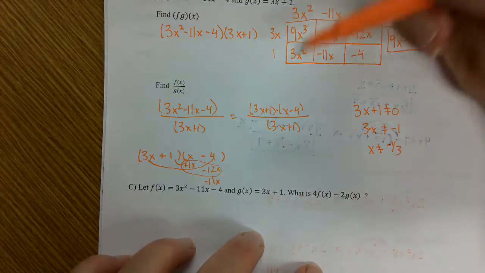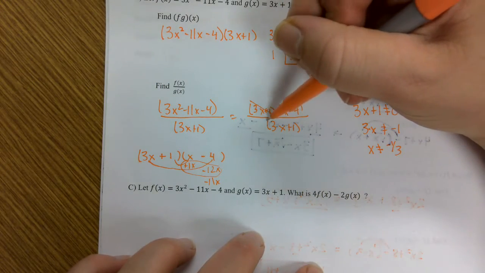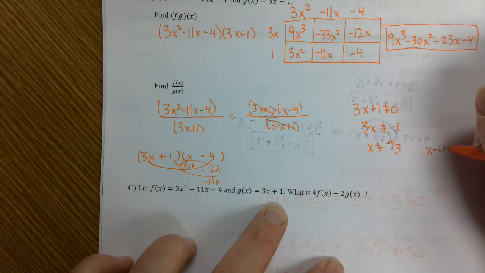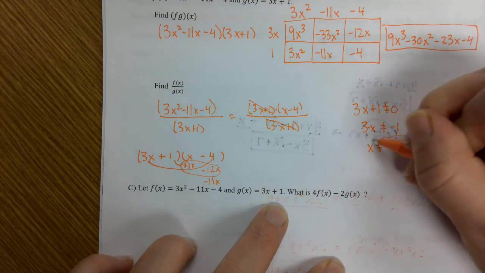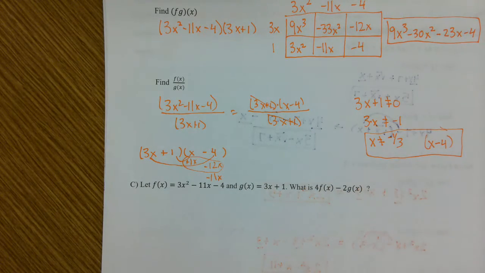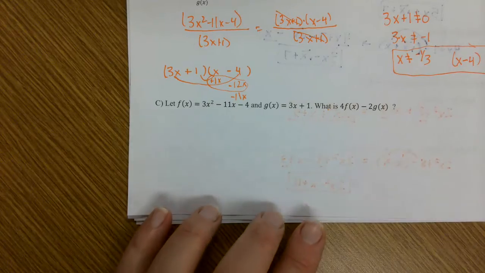Here I'm multiplying, so I can cancel these because they're the exact same. So I'm left with just x minus 4 as my answer, with x cannot equal negative 1/3. Multiply, divide. And the last one.